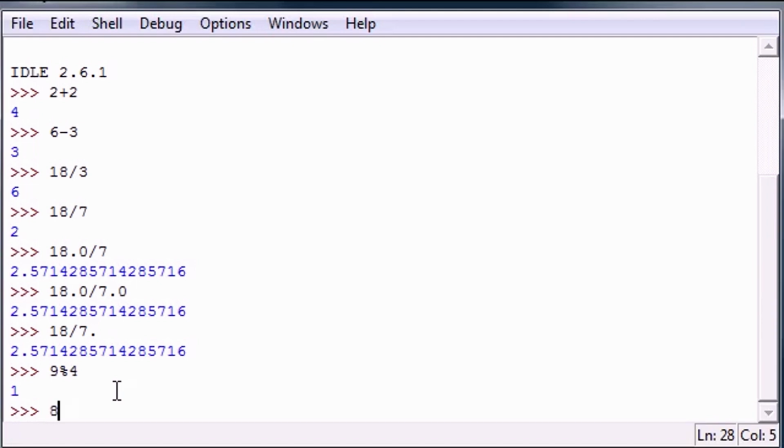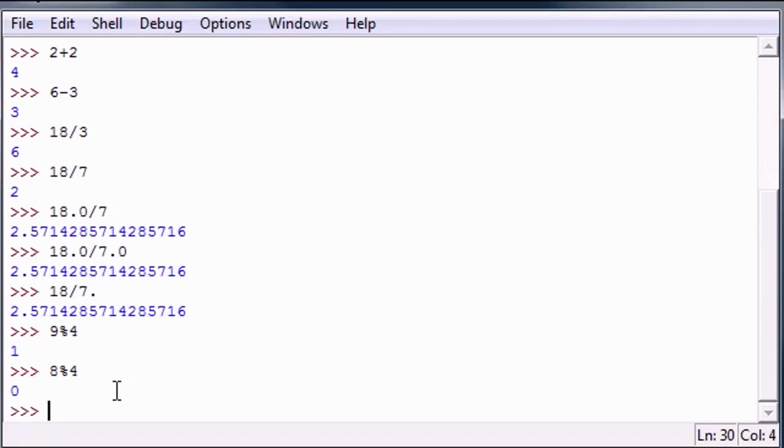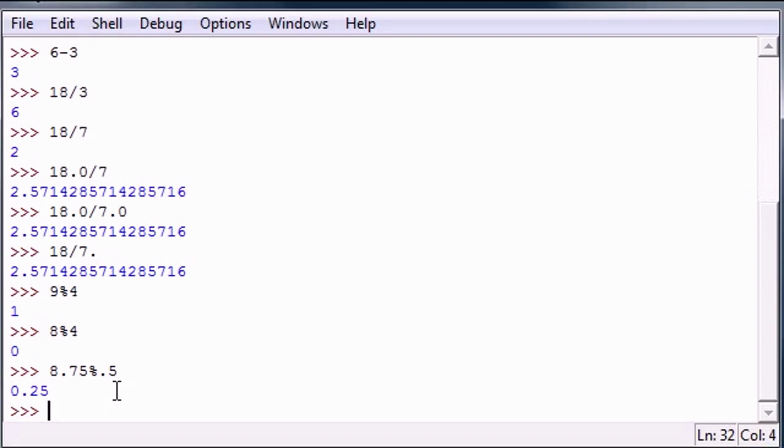So what if you take the modulus of something like 8 divided by 4? What's the remainder of that? It's 0. So whenever you press enter, voila, it gives you 0. Who would have thought? You can even do one extra thing I just want to tell you about. You can even get the modulus of a float, like this, and that'll give you a remainder. 8.75, what's the remainder when you divide it by 0.5? You have 0.25 left over. So that's how you use the modulus, and again, the modulus is just the remainder of whatever is left when you divide by the denominator.